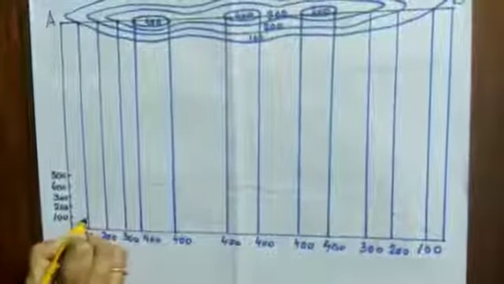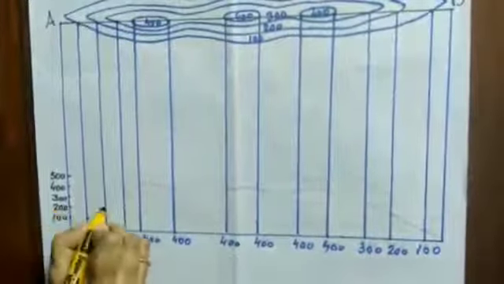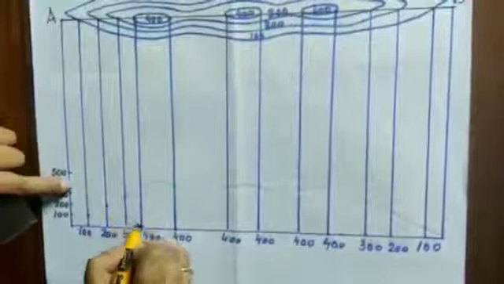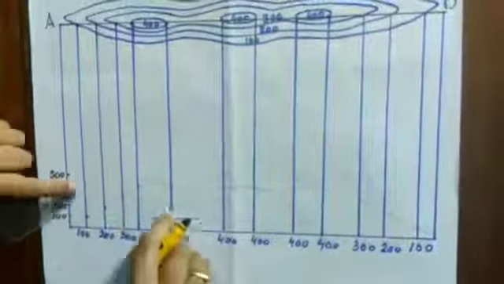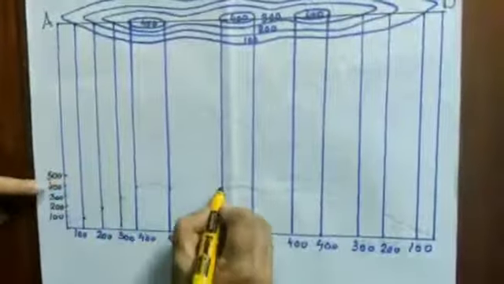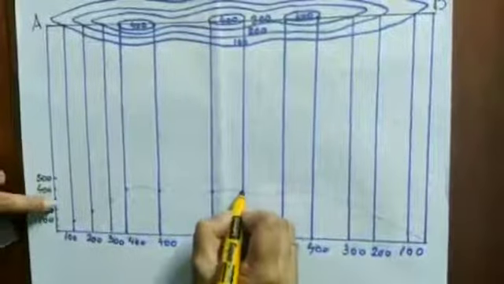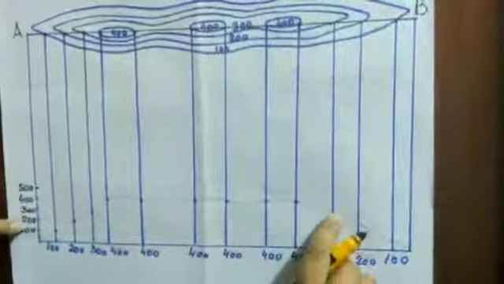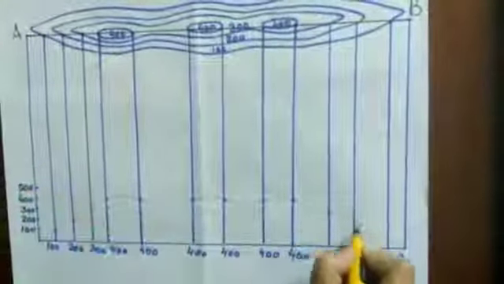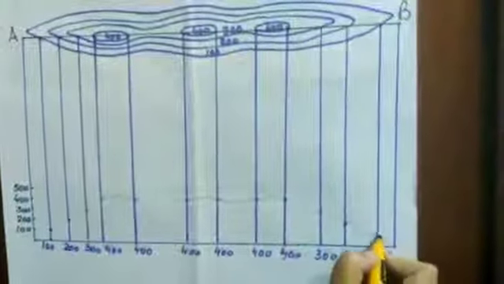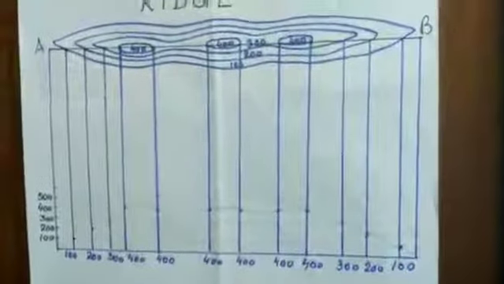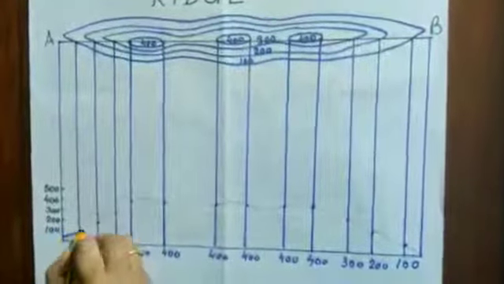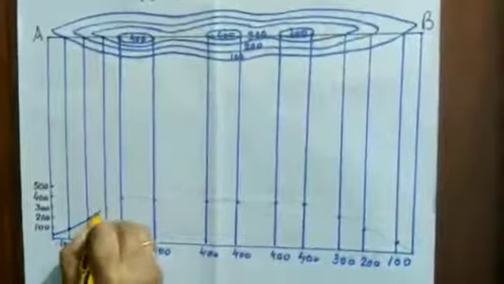Now I take where 100 and 100 is cutting, 200 and 200 is cutting, 300 and 300, this point 400 and 400, again this 400 and 400, 400 and 400, again 400 and 400, because these are all 400 lines. So I take the same point, then again 300 over here, 300, 200 and 100. And now I am going to join it freehand. So I start from here, I join it freehand.